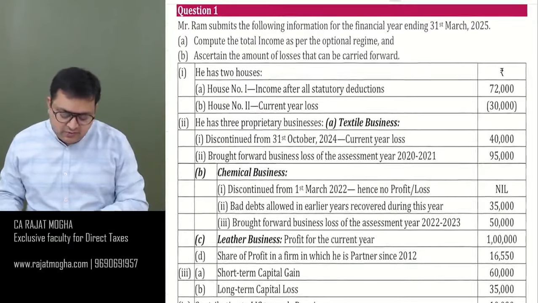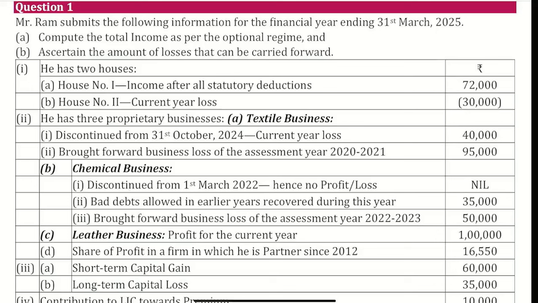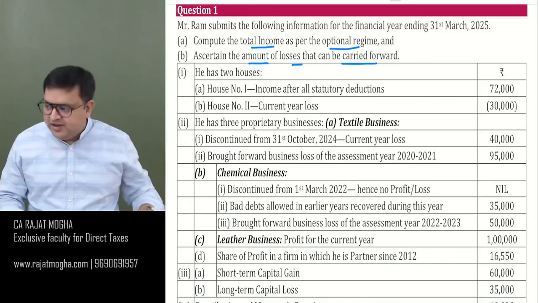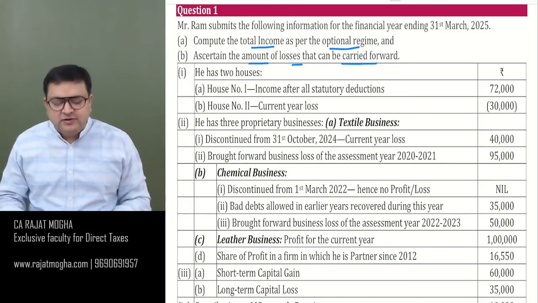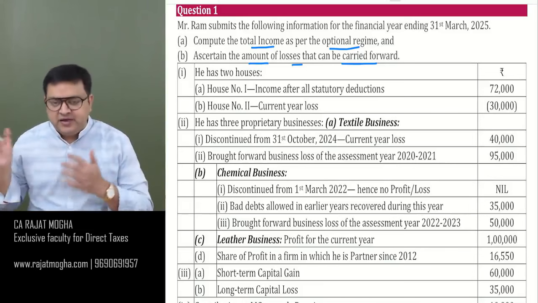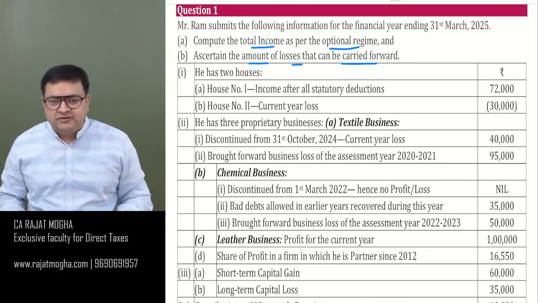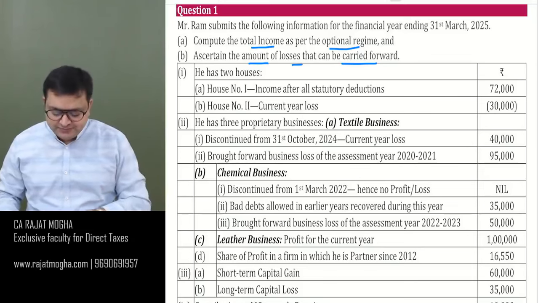Look at this question, number 1. It says, Ram submits the following information for the financial year ending 31st March 2025. Compute the total income as per the optional regime and ascertain the amount of losses that can be carried forward. Okay. So here we are required to compute the total income of this year as per optional regime. And we need to ascertain if there are any losses which need to be carried forward from here, what are those losses, the amount of those losses.